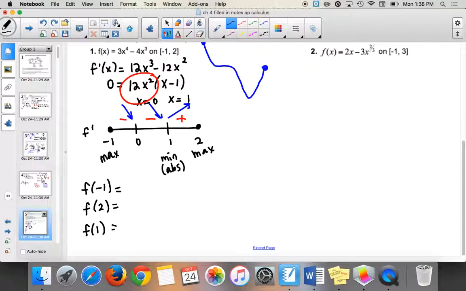So we go back in the original. If I plug in -1, I get 3 minus a -4, so 3 plus 4 is 7. If I plug in 1, I get 3 minus 4 is -1. And if I plug in 2, let me do that. Is it -16? I feel like I remember that number. Check that for me. 48 minus 32? Yeah. No, positive 16? Positive 16.